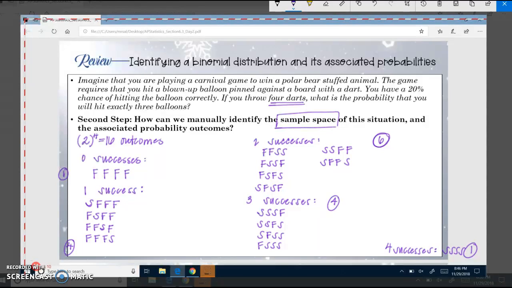So if we think through adding these back up, this 1 plus 4, 5 different outcomes, plus 6 is 11, plus 4 is 15, plus 1 is 16. So we've accounted for all possible outcomes. But our goal here was to identify what's the probability we will hit exactly 3. So we want to take our 3 successes and we want to add those probabilities up to see what the likelihood is that they would happen.